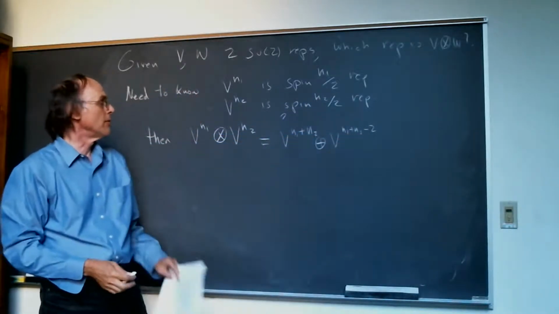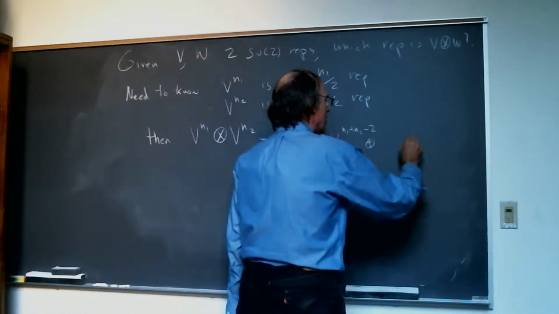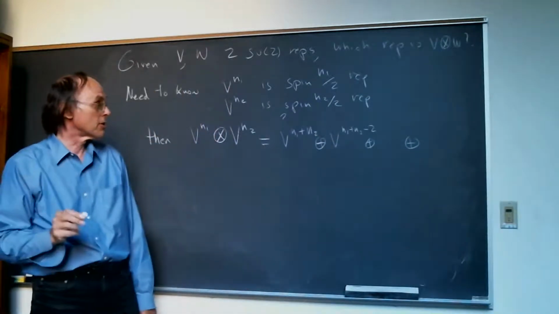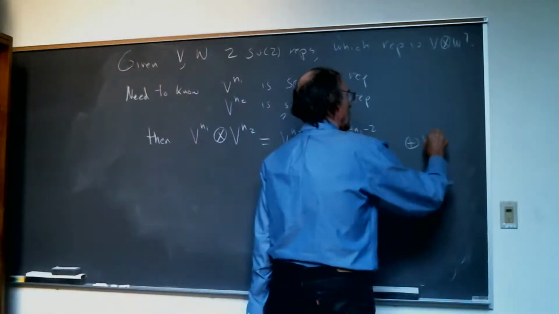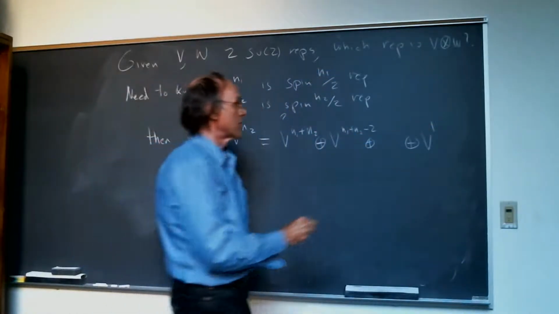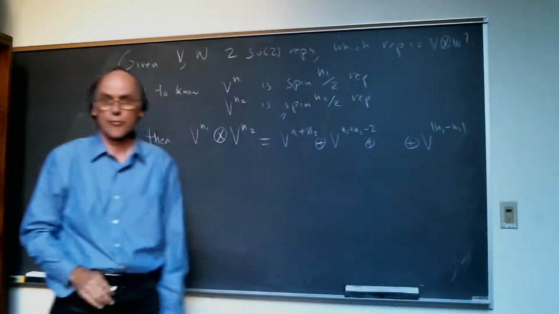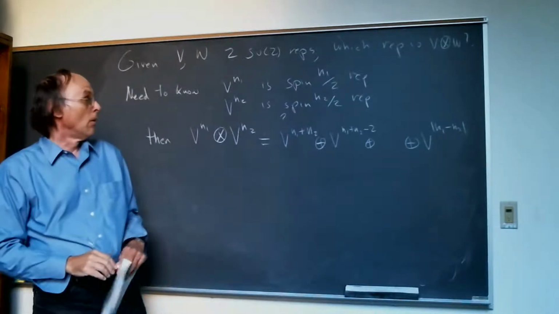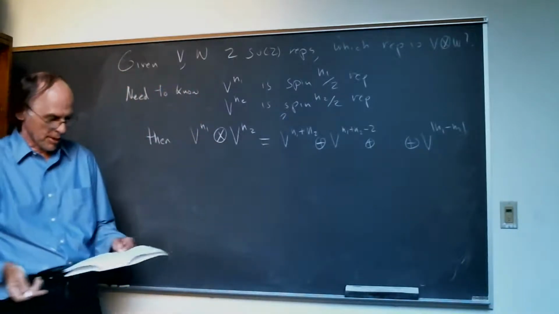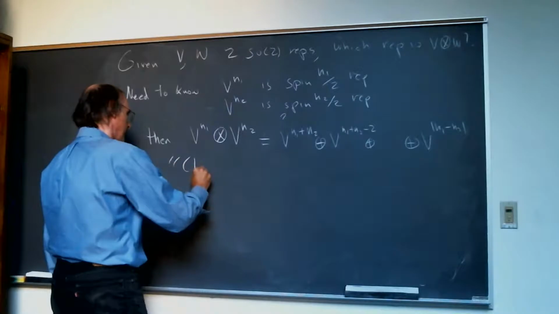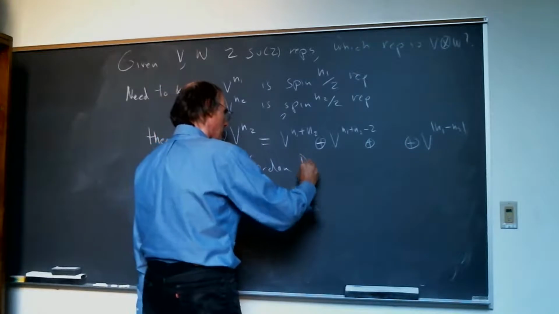And then you keep going, and the place you stop, the lowest dimensional one, is given by V with the absolute value of the difference, n1 minus n2. So this is something called the Clebsch-Gordan decomposition.